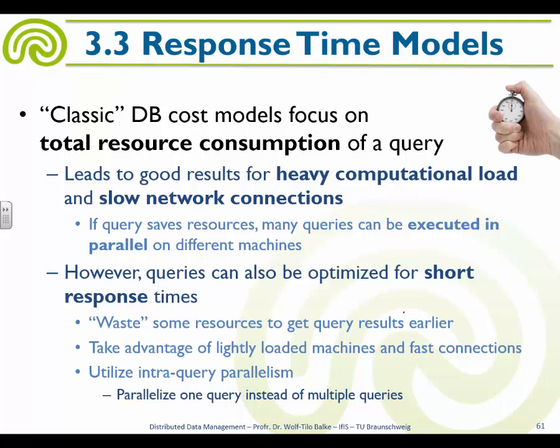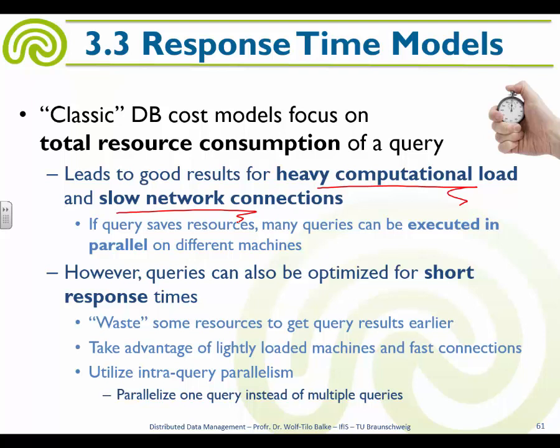And this leads to very good results if you have a lot of computation, because computation in main memory is cheap, right? And on the other hand, slow network connections. Reading from disk is cheap. Shipping data over the network is cheap, right? If the query saves some resources, you have a higher throughput. You can execute more queries in parallel on your system, right? So getting the total throughput is a secondary optimization goal.